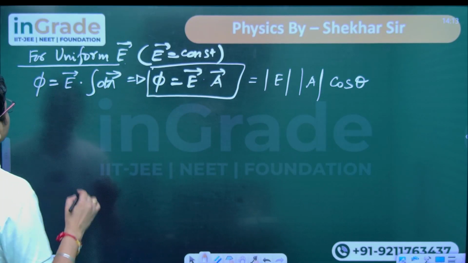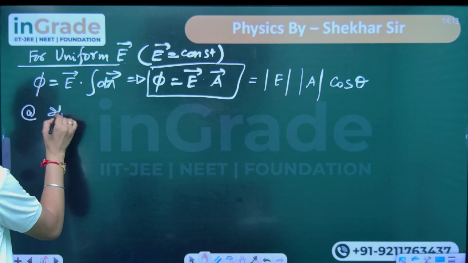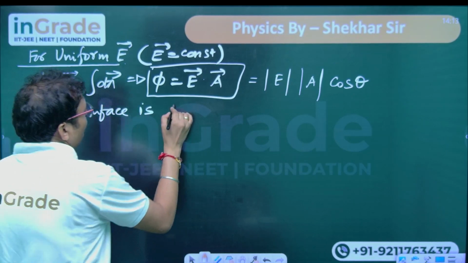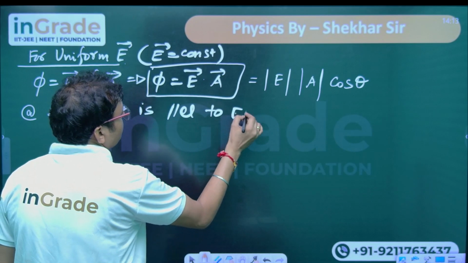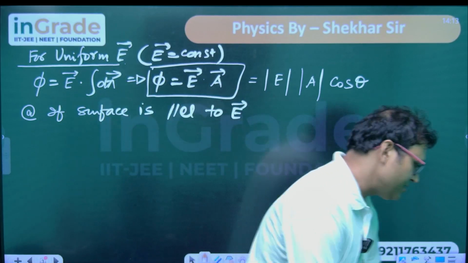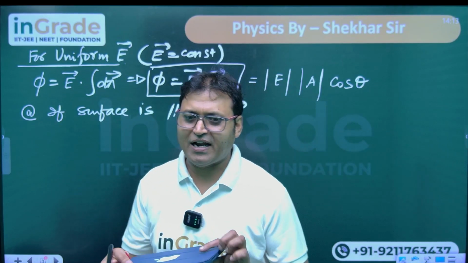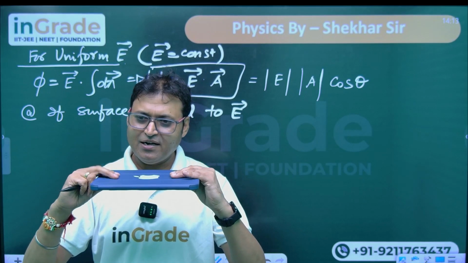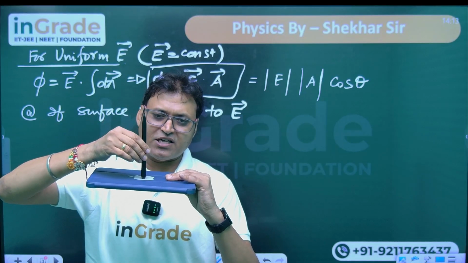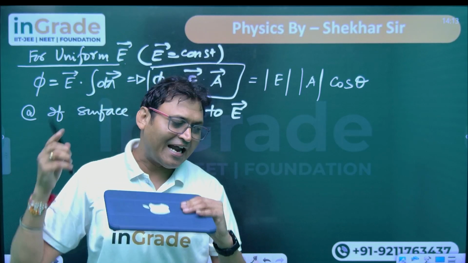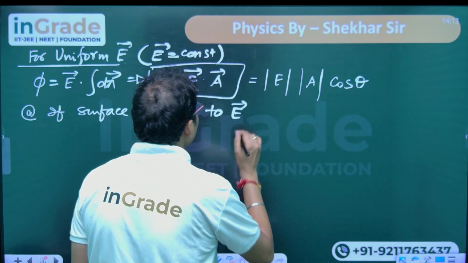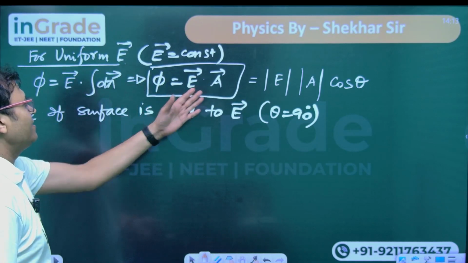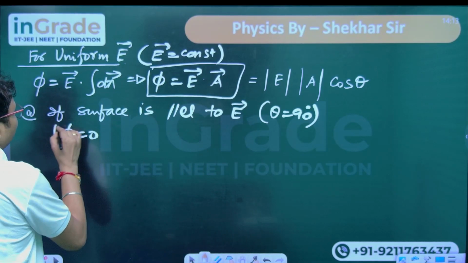Now here, if the surface is kept parallel to the electric field, you can see like this. If the direction of electric field is along the x direction and the surface is kept parallel, the area vector will be perpendicular to the surface and is making an angle of 90 degrees with the electric field. So theta will be equal to 90 degrees, and then phi will be equal to 0.